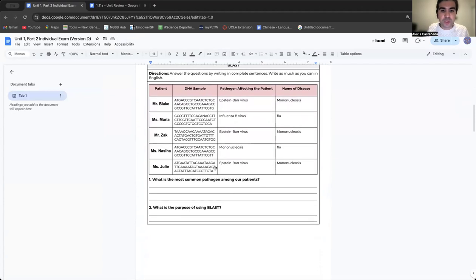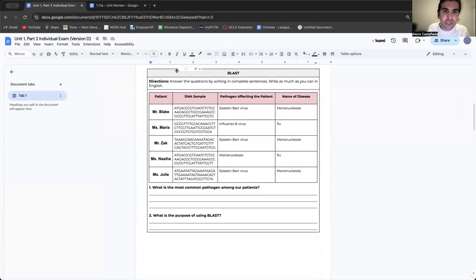All right, so now we're going to look at BLAST. So the directions are to answer the questions by writing complete sentences, write as much as you can in English. So the most common pathogen among our patients. So let's look at our 5 patients and their pathogens. So let's see, we have Mr. Blake has Epstein-Barr virus, Miss Maria has influenza, Mr. Zach has Epstein-Barr, Miss Masiha has mononucleosis, and then Miss Julie has Epstein-Barr.